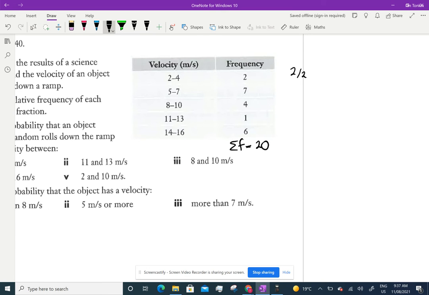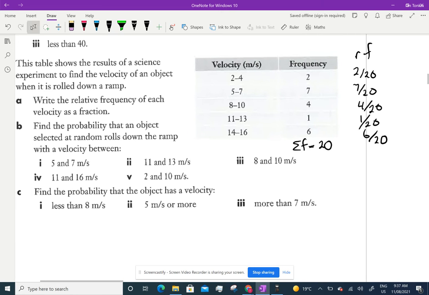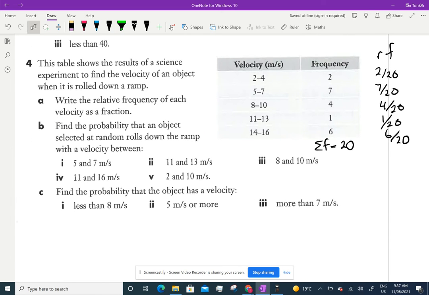Now, 2 over 20, this is my relative frequency column. 7 over 20, 4 over 20, 1 over 20, and 6 over 20. Now, in the answers, they simplify those, but I prefer to leave them as over 20 for the meanwhile, because I know that it's got to add up to a total over 20, and I might have to add things together, and I want a common denominator.